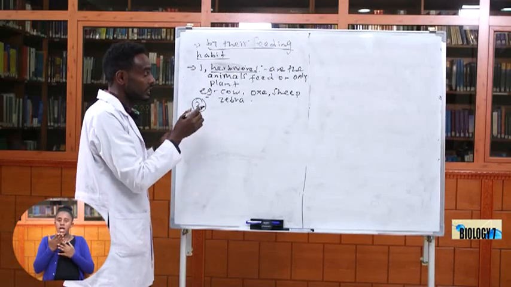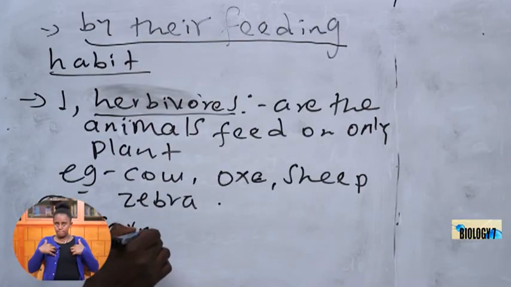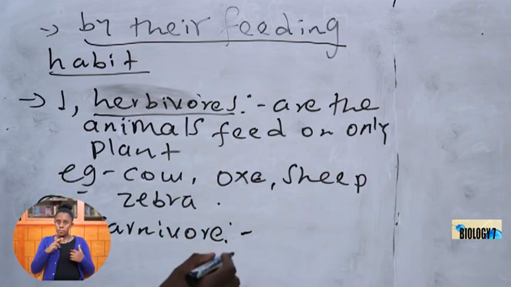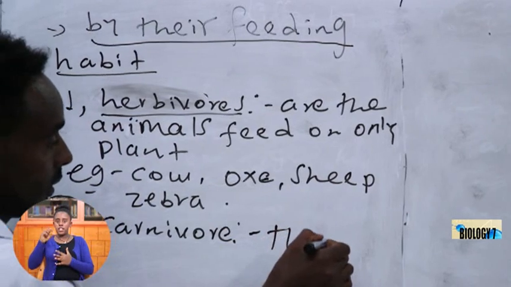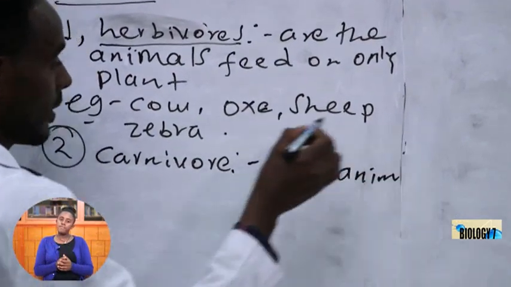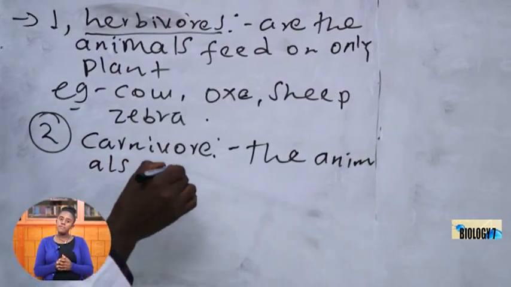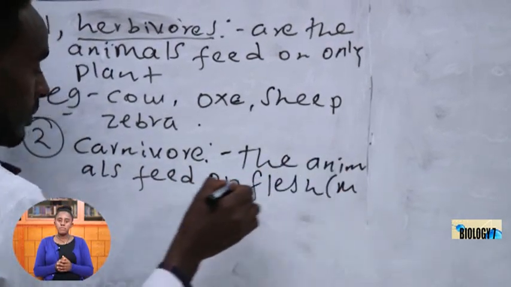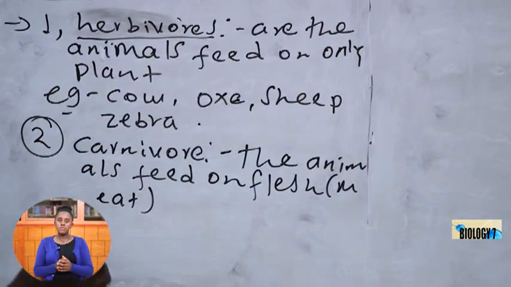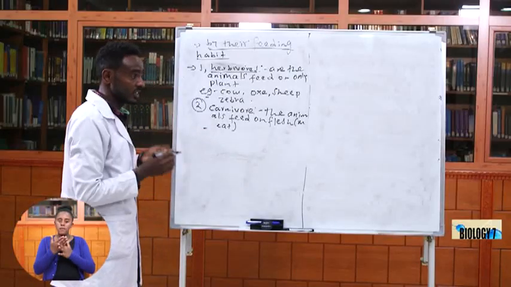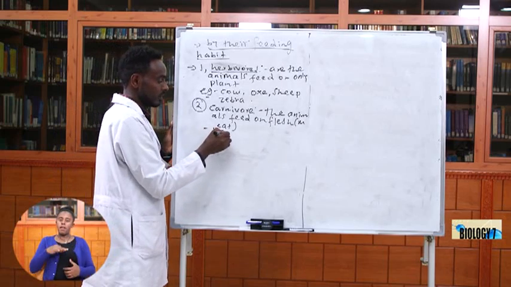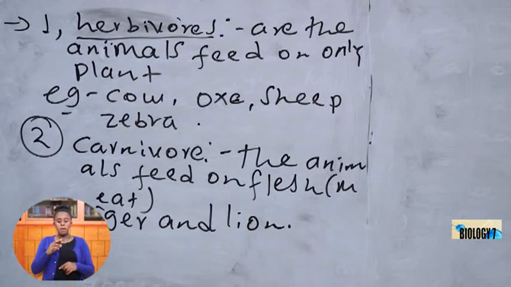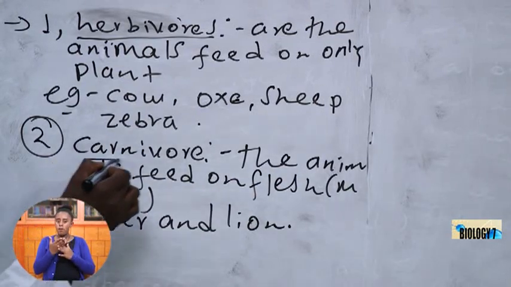The second one is carnivore. Carnivores are the animals that feed on flesh. Examples of carnivorous animals are tiger and lion. They are the best examples of carnivorous animals.